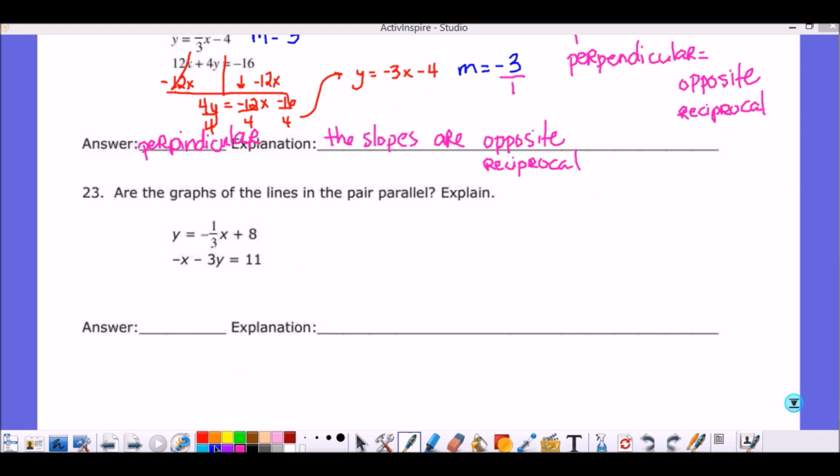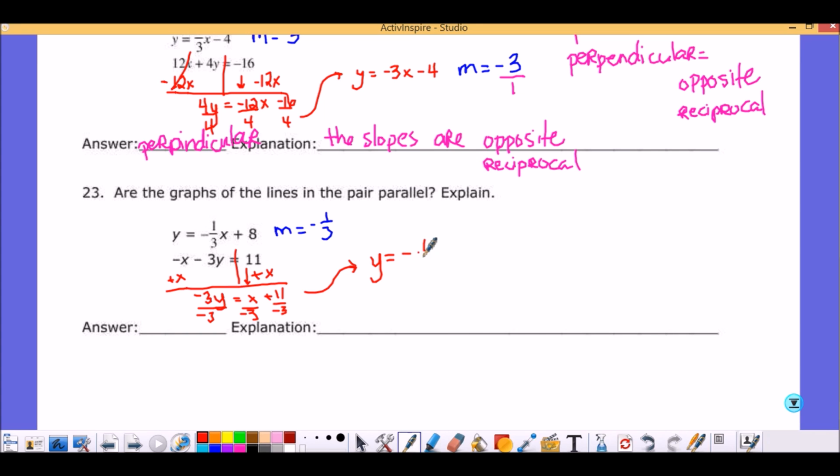All right, so the same thing's going to happen with number 23, except we're going to see if they're parallel. So the slope for the top one is -1/3. Now on the bottom one, I'm going to have to do a little bit more algebra. So now I'm going to need to add x to both sides. So remember, 11 doesn't have an x, so I'm just going to bring that down. So I have -3y equals x plus 11. And now I'm going to divide both sides by -3. So I'm going to divide everything by -3. So now my equation is going to be y equals -1/3 x minus 11/3.